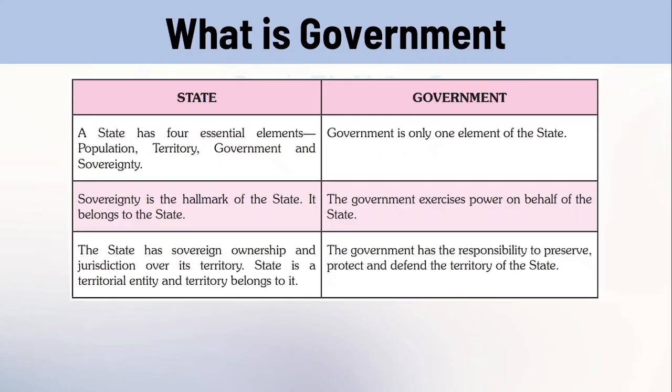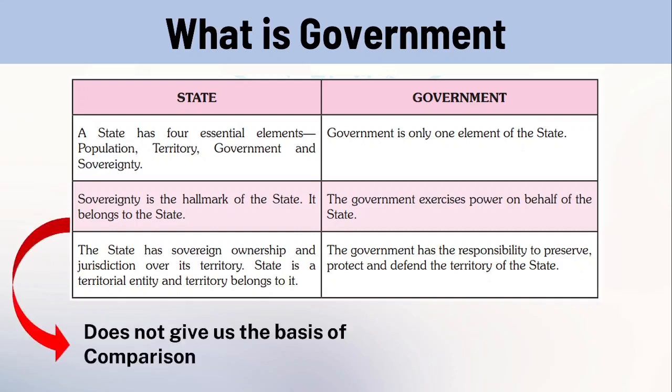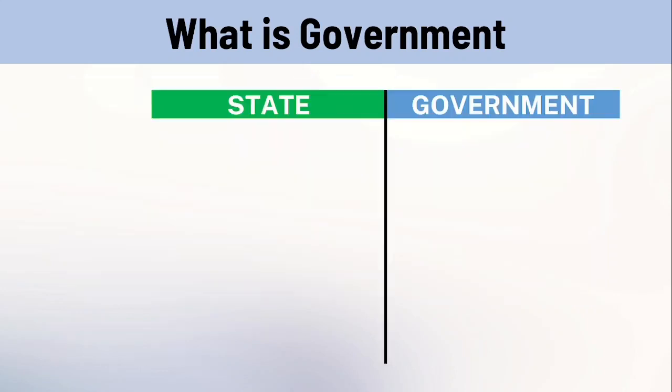So now let's talk about the differences between state and government. In the textbook, they have given us this table. However, this table is misleading because it doesn't give us the basis of comparison with each point. So I'm just going to simplify this and add the basis. So, the differences between state and government.